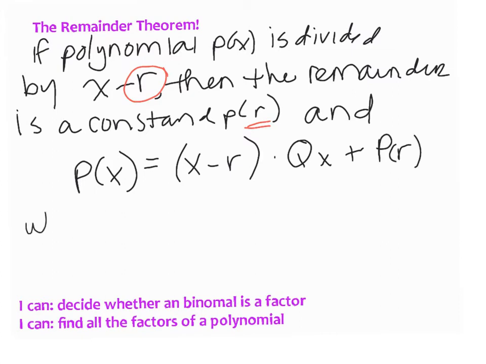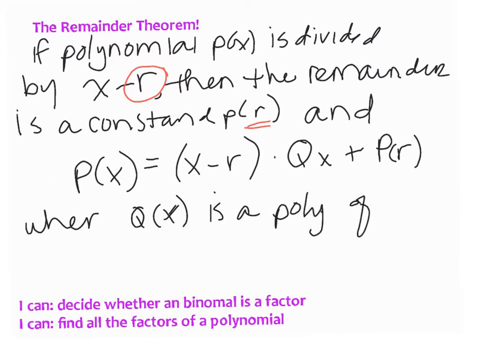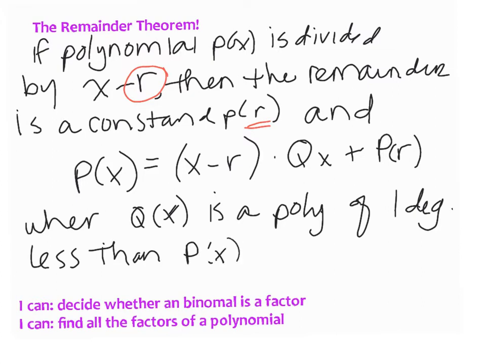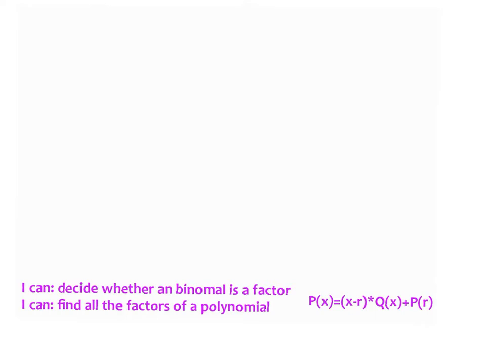So where the quotient, q of x, is a polynomial, this looks so frightening, a polynomial of 1 degree less than p of x. Okay. So once you write this down, I'm going to put this into some words, similar to what we've done.